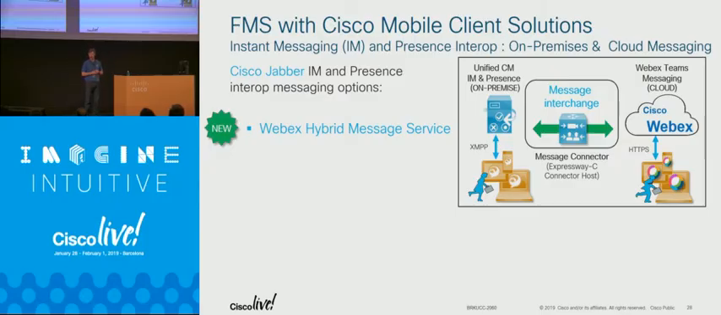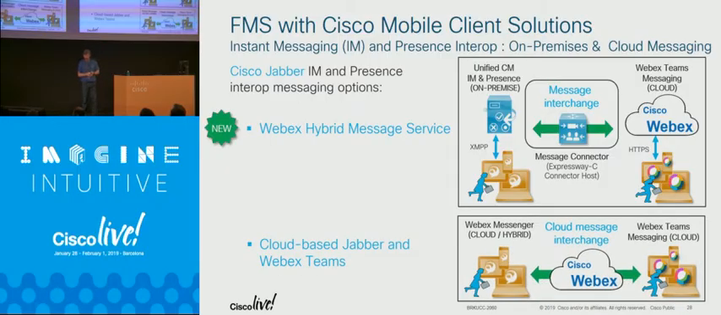One is WebEx Hybrid Message Service, and this is also a new thing that we have recently coming out. It uses message interchange between IM and Presence and XMPP-based Jabber IM and Presence, allowing those users to do message interchange through a message connector with users that are connected to the Cisco WebEx messaging side of things. So they're using HTTPS, the Jabber users are using XMPP, and there's interchange between those facilitated by that message connector. Again, this is going to be important as we move some users potentially from on-prem to the cloud. We need to be able to intercommunicate.